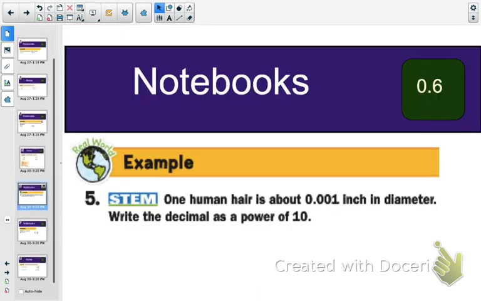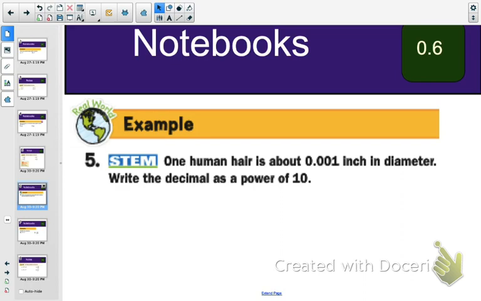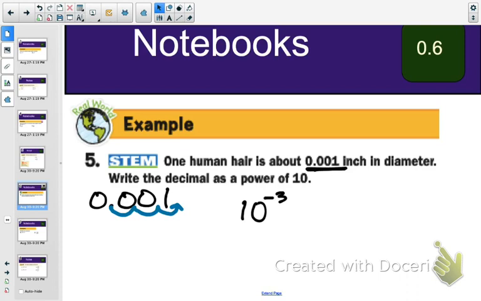Okie dokie. Couple more slides. Okay, one human hair is about 0.001 inch in diameter. Write that as a decimal power of 10. Okay, so this is like scientific notation. I haven't done this for a minute. So I'm going to start with 0.001. I want to write that as a power of 10. So with powers of 10, we can just move our decimal 1, 2, 3 spots. Okay, so because I moved my decimal 3 spots to the right, that's going to become 10 to the 3rd, except this is a really small number, so it should be a negative. 10 to the -3rd.